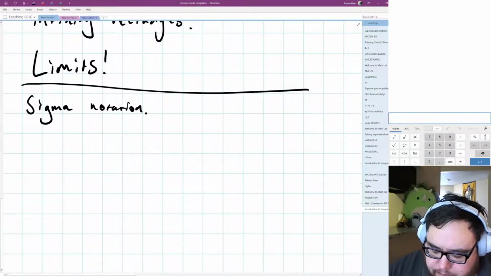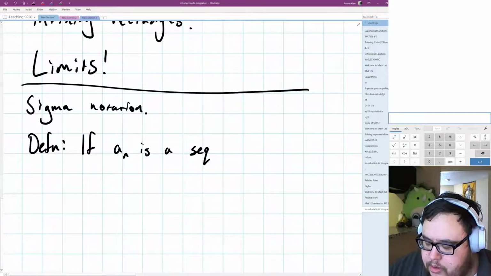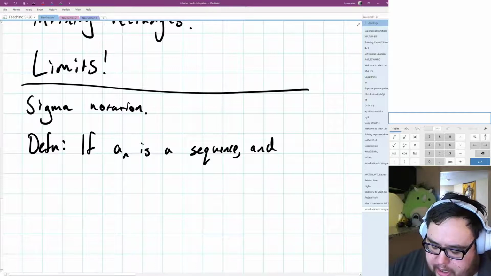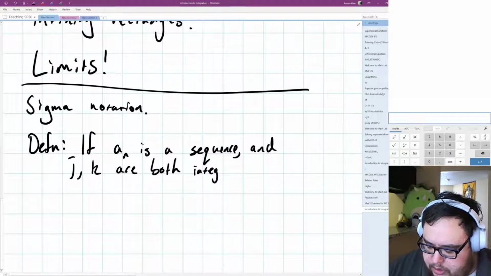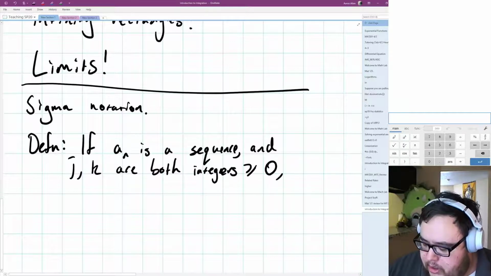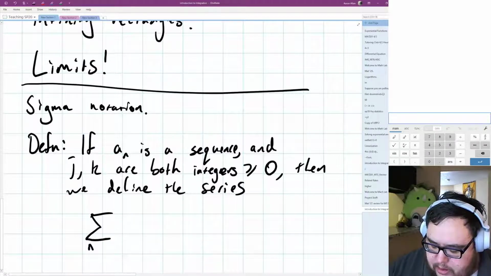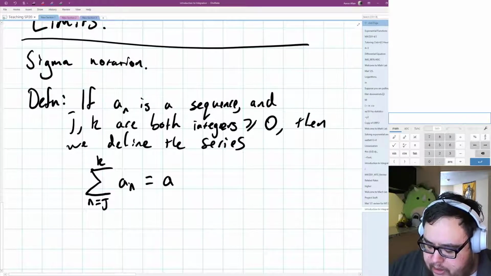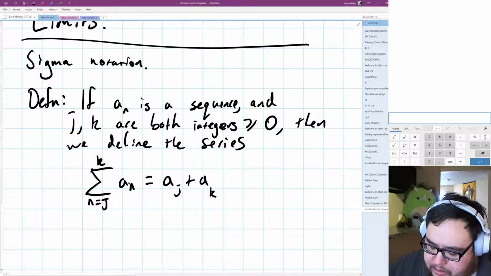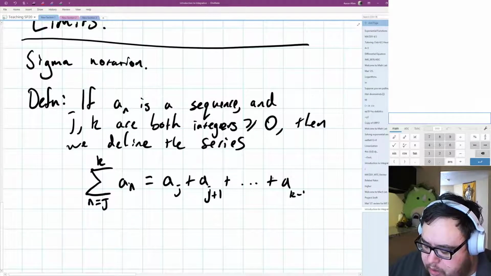Okay, so a definition. If a sub n is a sequence and j and k are both integers greater than or equal to 0, then we define the series, the sum from n equals j to k of a sub n, to be a sub j plus a sub j plus 1 plus dot dot dot up to a sub k minus 1 plus a sub k.